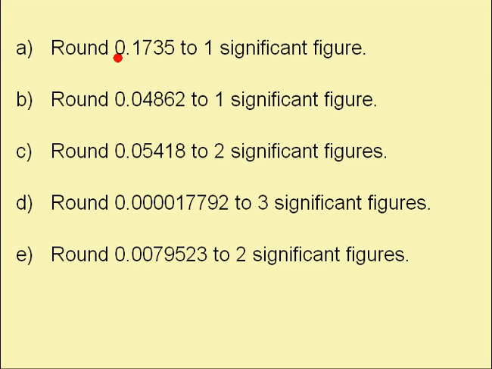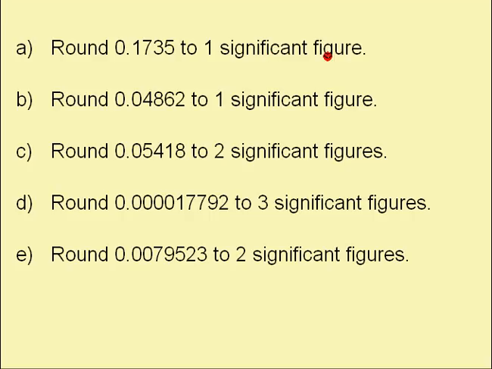Now, when faced with this type of number, it's tempting to start counting your figures from here. But any zeros at the start of a number are actually just placeholders. They don't count as significant figures. The first significant figure is the first non-zero digit. So this is the first significant figure on this number.